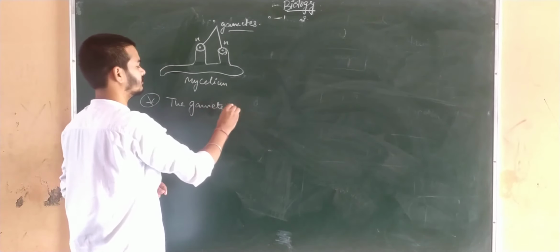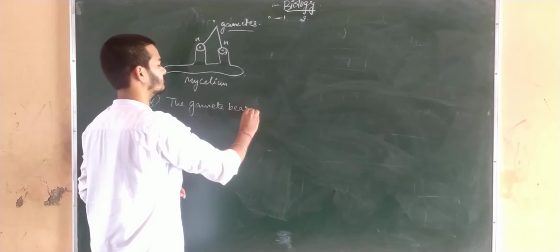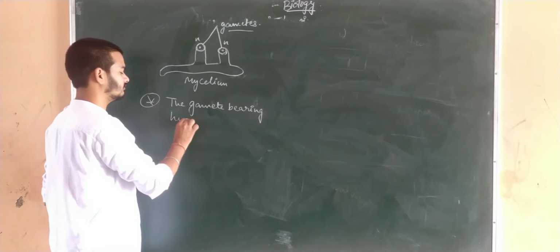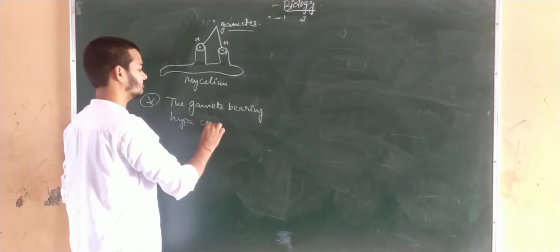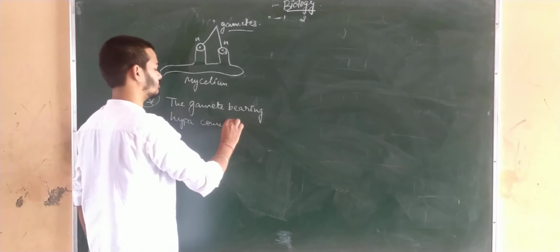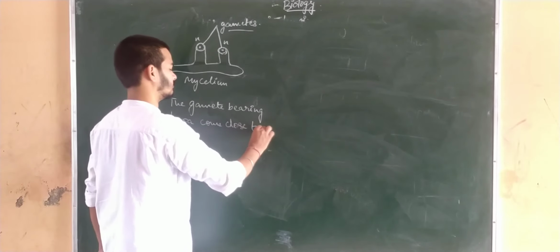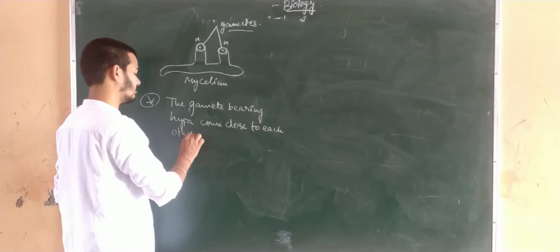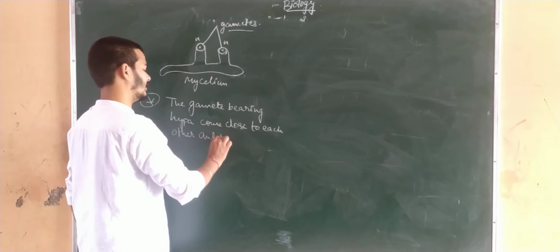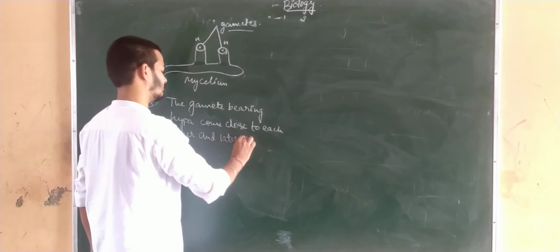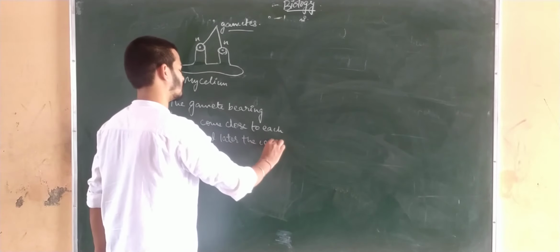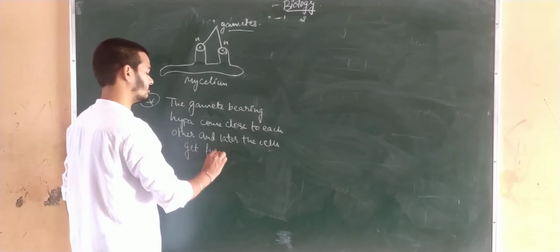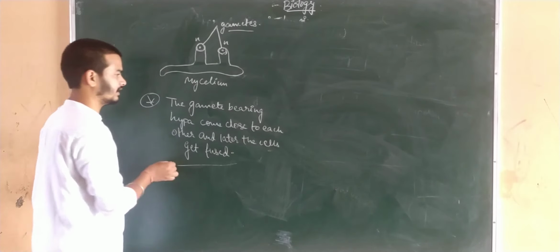The gamete bearing hypha come close to each other, and later the cells get fused.